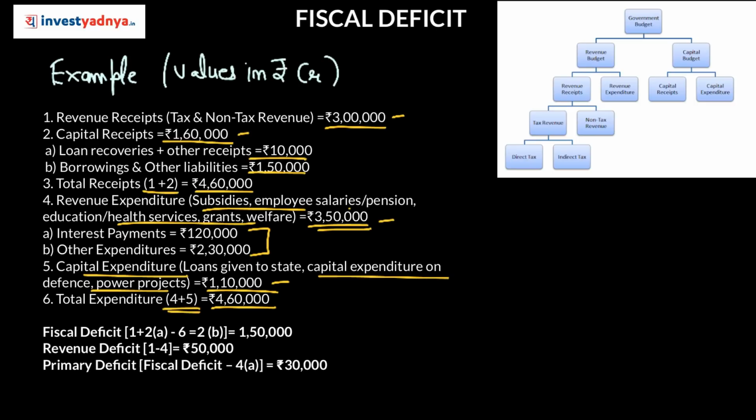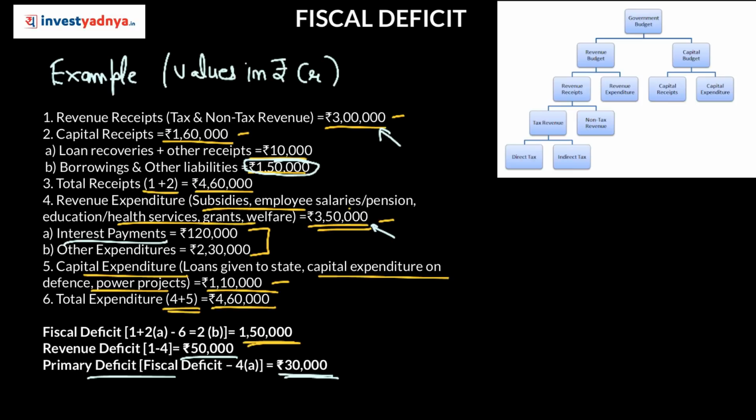Now fiscal deficit in this case will be rupees 1,50,000 crores, which is equivalent to the borrowings the government has to do to meet this deficit. And the revenue deficit in this case will be revenue receipts minus revenue expenditure, which is 50,000 crore rupees. And the primary deficit here will be fiscal deficit minus the interest payments. So primary deficit is only rupees 30,000 crores.